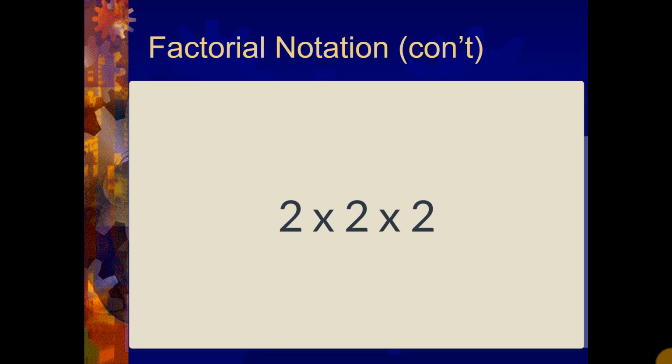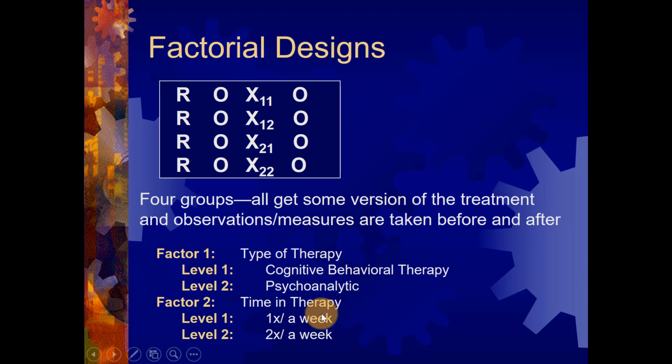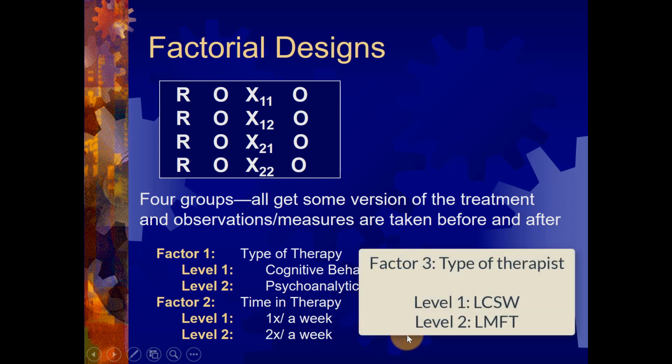So if we compare it to the design notation that I showed you with the box earlier, right? That was a 2 by 2. Let me go back so you can see that. This was a 2 by 2 because we have 2 factors and 2 levels in each. A 2 by 2 by 2 would just be adding factor 3. So let's say that was type of therapist, an LCSW versus a licensed MFT.